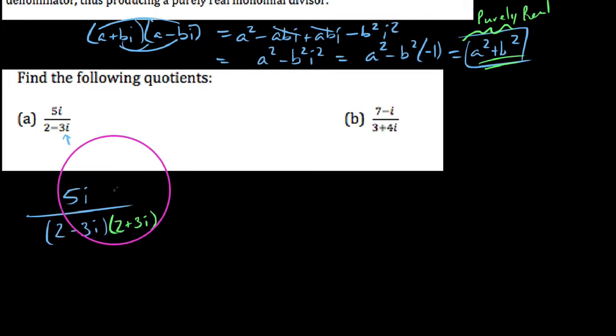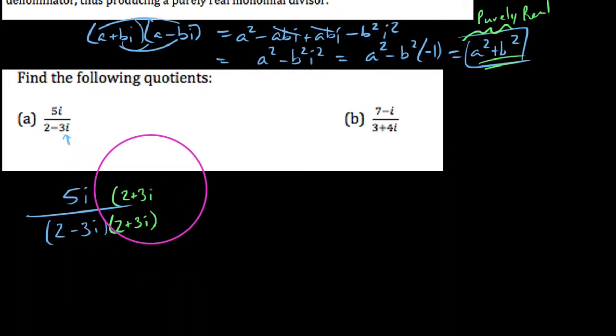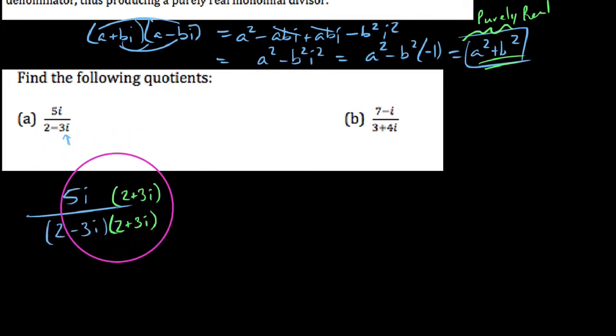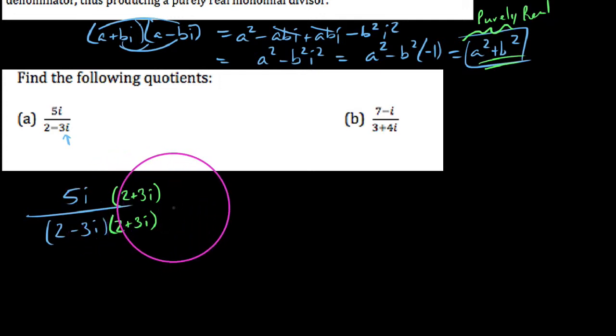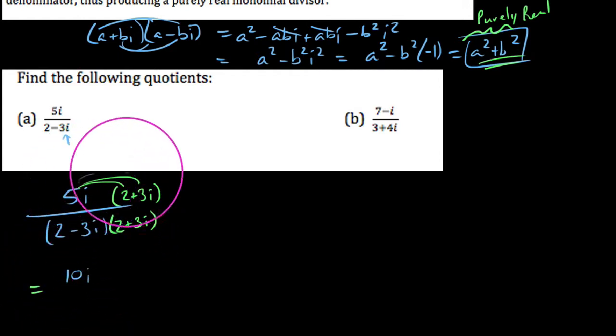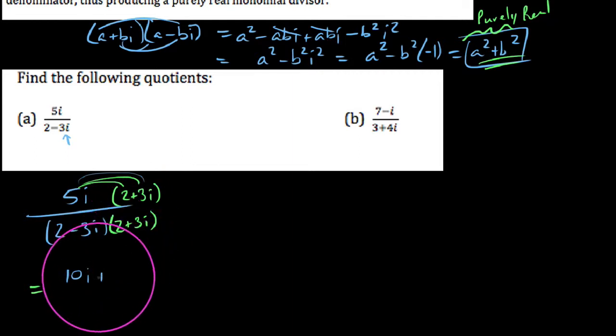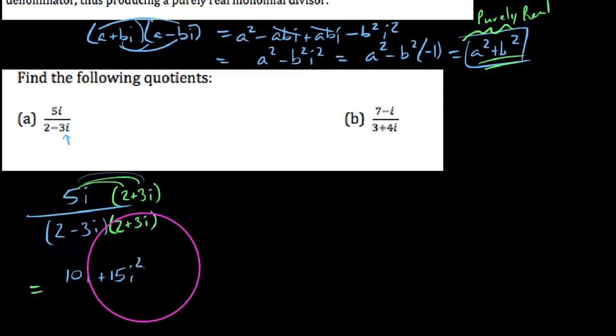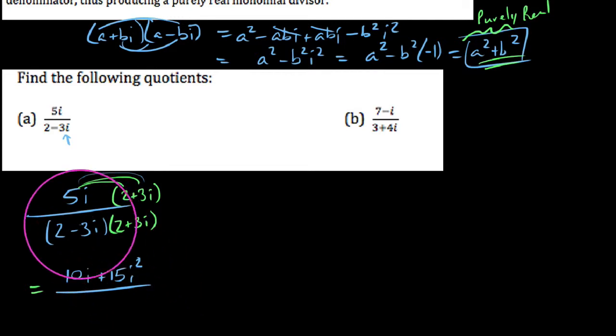So we say we'll take top and bottom. What you do to the top, what you do to the bottom, they have to be the same. But both times 2 plus 3i. So in this case, we'll go ahead and multiply these things out. As far as the top goes on this expression, we say 5i times 2. This is 10i. And then 5i times positive 3i gives us plus 15i squared. Okay. As far as the bottom goes, we'll multiply all this out.